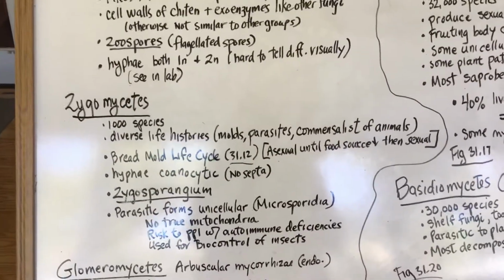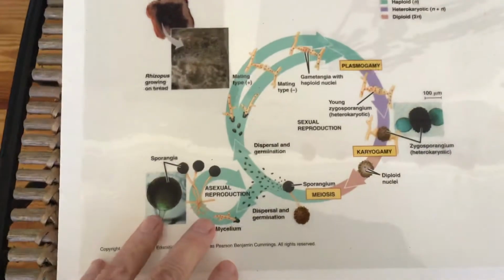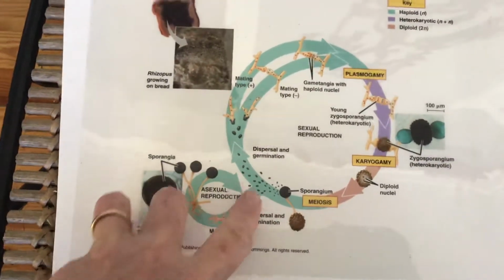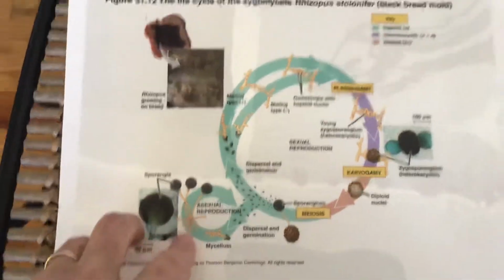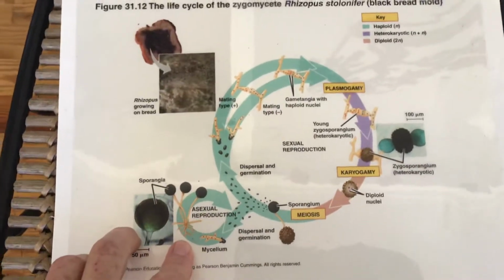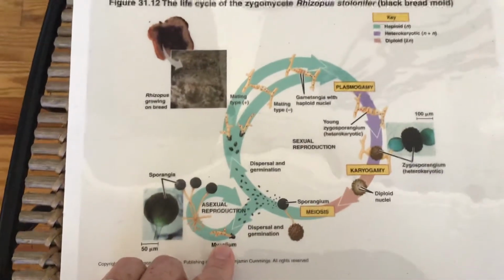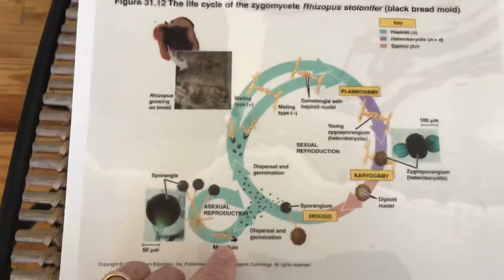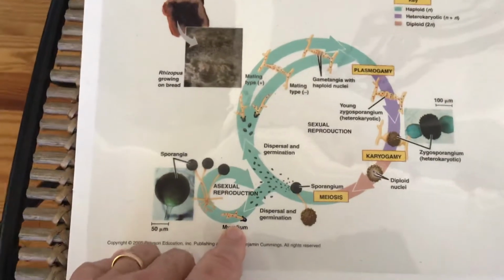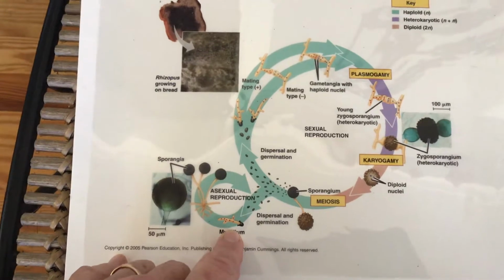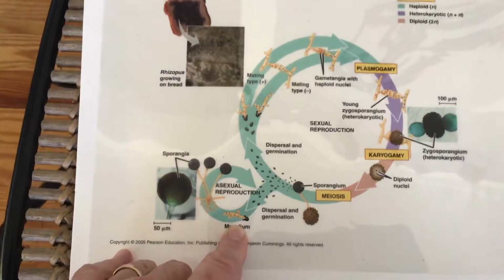So let's go through the bread mold life cycle so you can see what their life cycle looks like. A lot of their life cycle is going to be in this asexual stage, or this haploid part of the life cycle. That is, the spores will drop on the ground, grow into mycelia, and these mycelia are coenocytic. So what that means is they do not have a septum in between the cells.